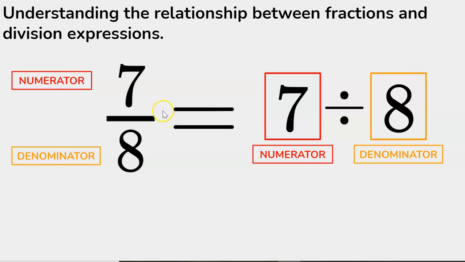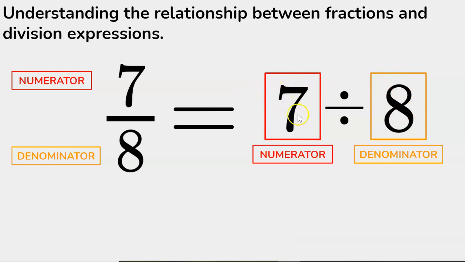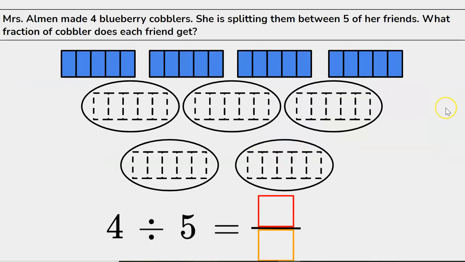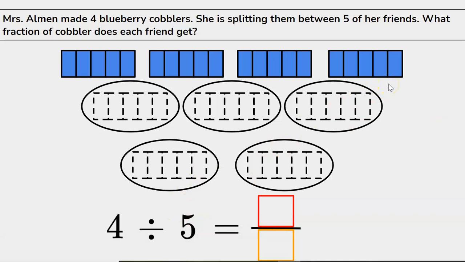In some problems, you're going to do what I just did. You're going to take a fraction like this, 7/8, and rewrite it as a division expression like this, 7 divided by 8. You put the numerator divided by the denominator. Other problems that you're going to do are going to look like this. You're going to get a story problem and you're going to show how you can turn that division expression into a fraction. So this says, Mrs. Almond made 4 blueberry cobblers. She is splitting them between 5 of her friends. What fraction of cobbler does each friend get?